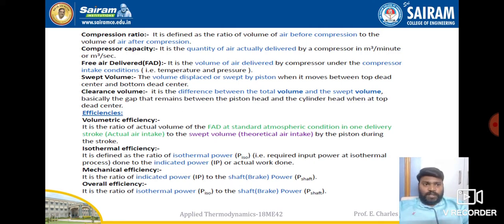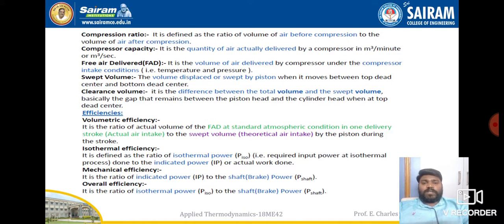So the definition will be like this: the amount of air swept by the piston when it moves from one dead center to the another dead center is nothing but the stroke volume. So again, one more definition is the amount of air swept by the piston when it moves from one dead center to the other dead center is called as a swept volume. So that is the definition of the swept volume.